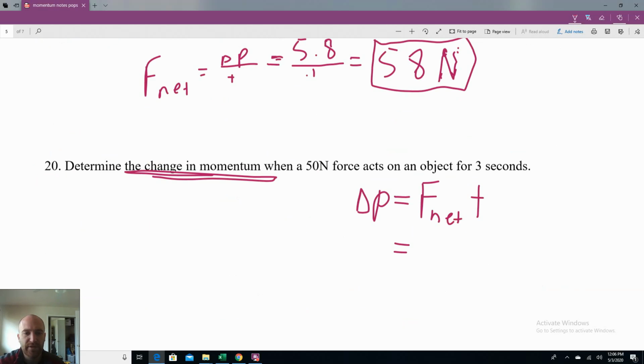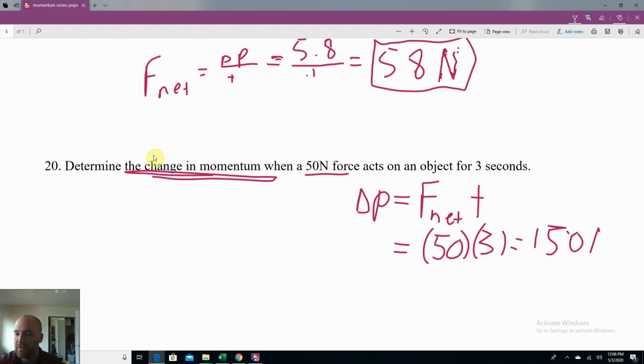It says it's a 50 Newton force, so I'm going to plug that in as the force. I said 3 seconds, so let's plug that in as the time. And you get 150. And the unit for this change in momentum, we did newtons times seconds, and so your unit is actually newtons times seconds. So the answer is 150, and the unit is newtons times seconds. And there we go. So based on the force, we were able to figure out how much the momentum changes by.